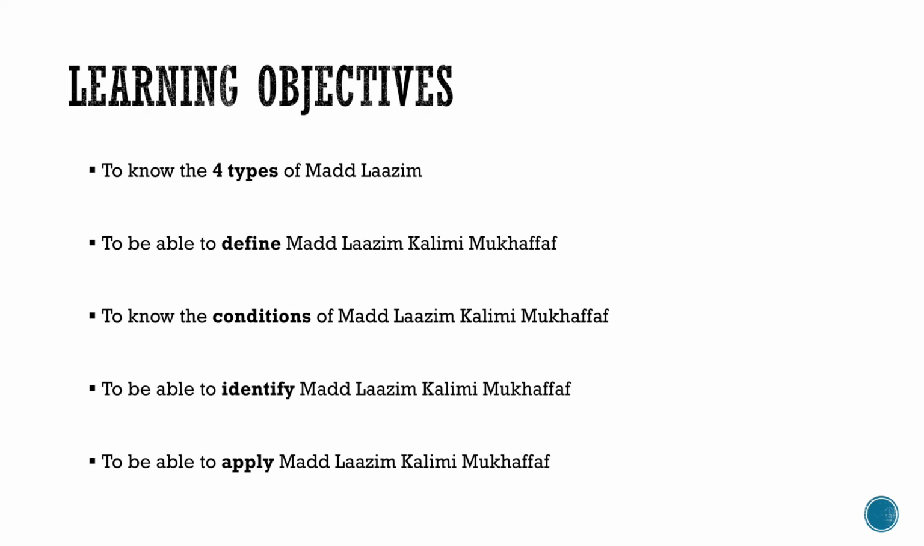So what have we learned in this lesson? We know the four types of Mad Lazim. We are able to define Mad Lazim Kalimi Mukhaffaf. We know the conditions of Mad Lazim Kalimi Mukhaffaf. We are able to identify Mad Lazim Kalimi Mukhaffaf. And we are able to apply Mad Lazim Kalimi Mukhaffaf.